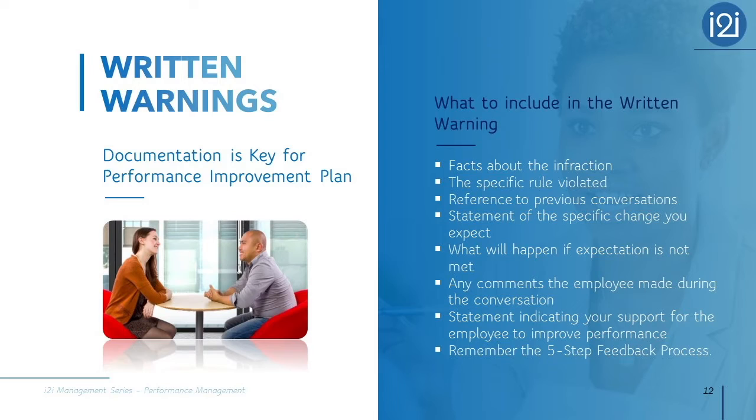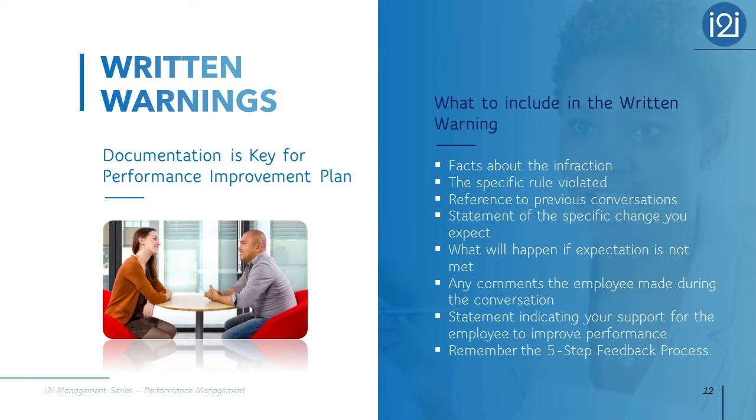Typically, you'd want to include facts about the infraction and the specific rule that was violated. You'll also want to refer to previous conversations and include a statement of the specific change you expect and what will happen if the expectation is not met. Allow the employee to respond and include any comments the employee made during this conversation. Also include a statement indicating your support for the employee to improve their performance, as you would by following the 5-step feedback process.